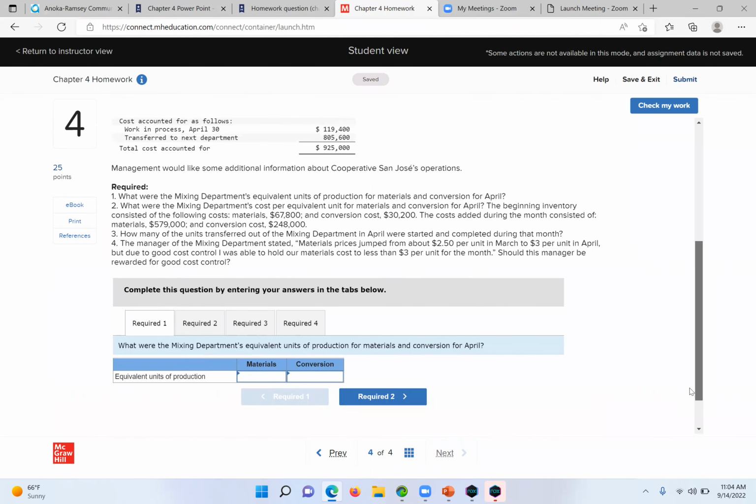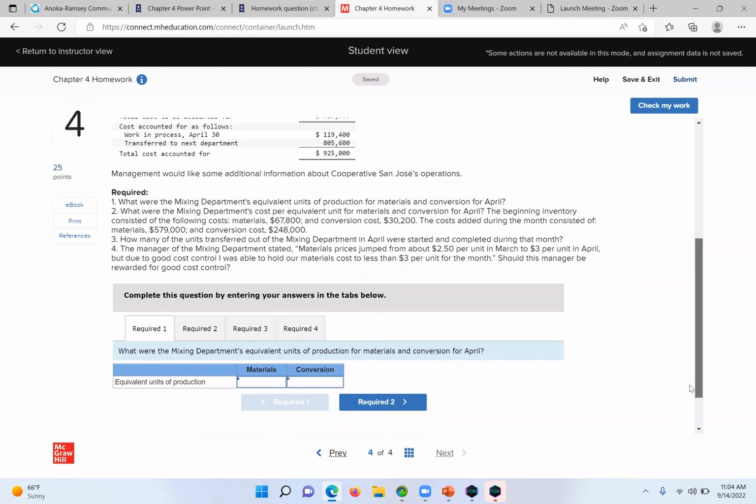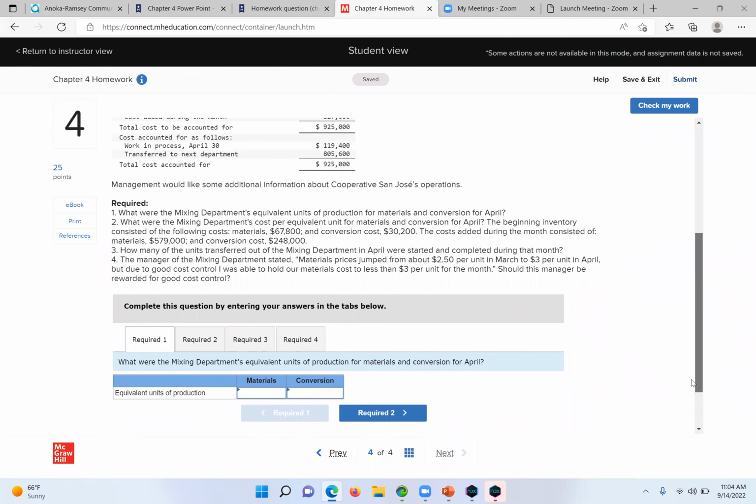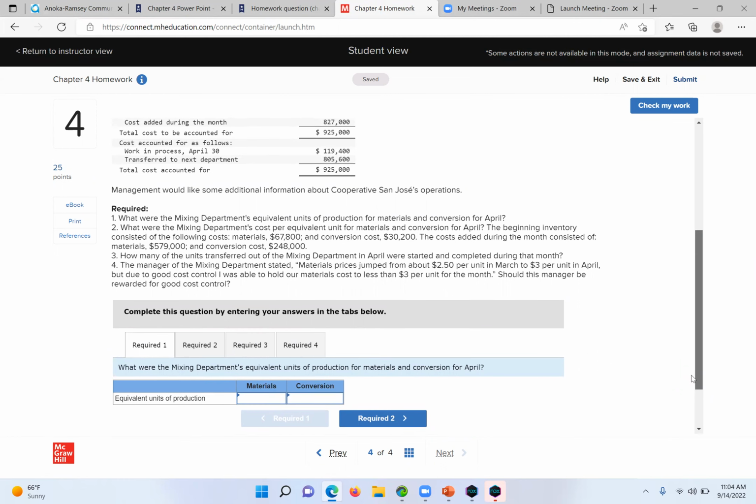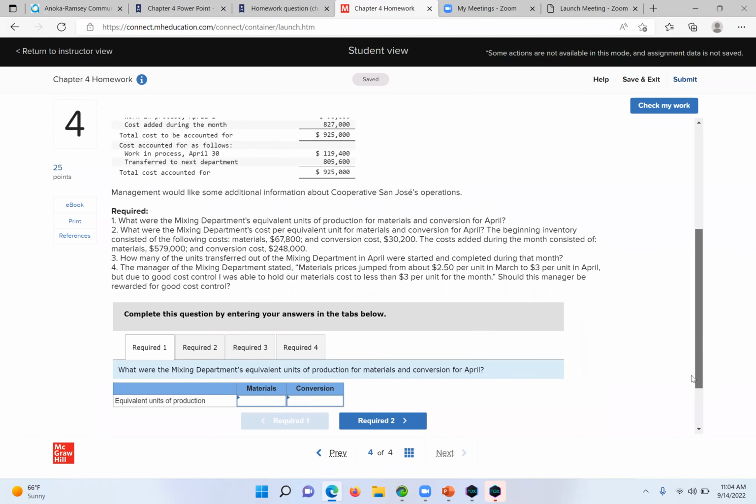what were the mixing department's equivalent units for materials and conversion for April? What were the mixing department's cost per equivalent units? They give you the detail. How many units were transferred out? And then explain this number 4.